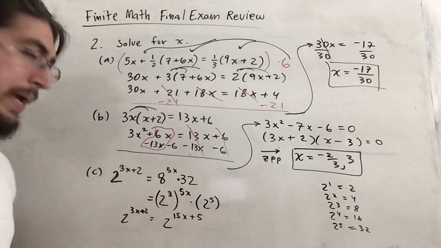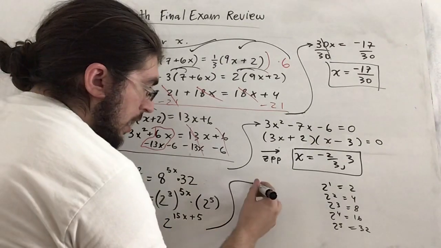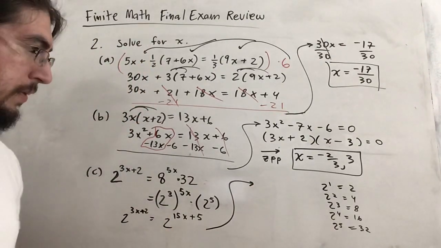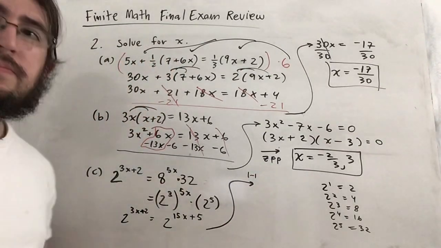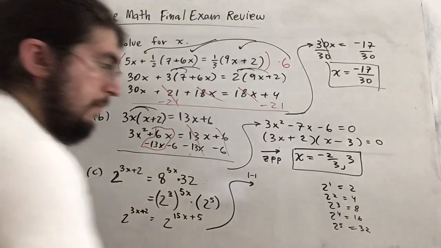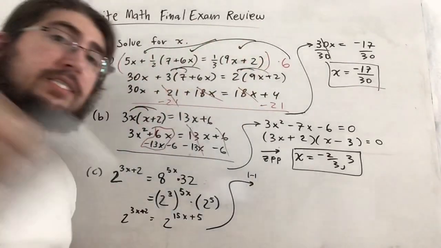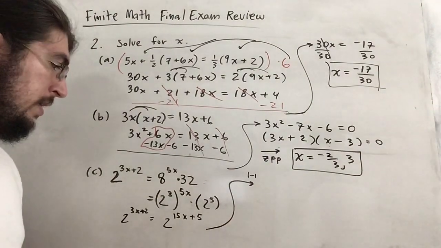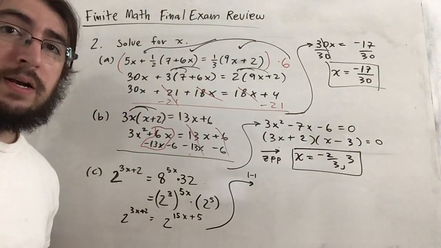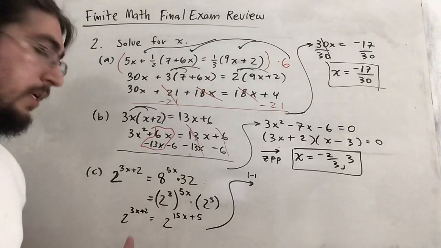Now that we have a common base, now we can use, I forget what we called it in this class, but normally it's referred to as the one-to-one property of exponents. Basically what it says is that if your bases are the same on each side of an equation, then the exponents must be the same as well, if your bases, of course, are bigger than 1 and non-negative. And this is certainly true here.